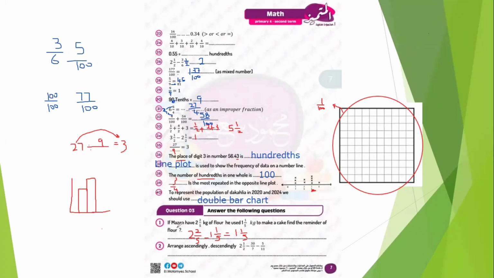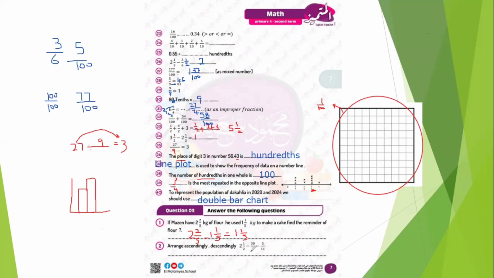2. Arrange ascendingly and descendingly. Ascendingly, remember it: A means from small to big. A is the smallest letter, so A is from small to big. Descending is from big to small. So ascendingly, from small to big. Let's put in order.